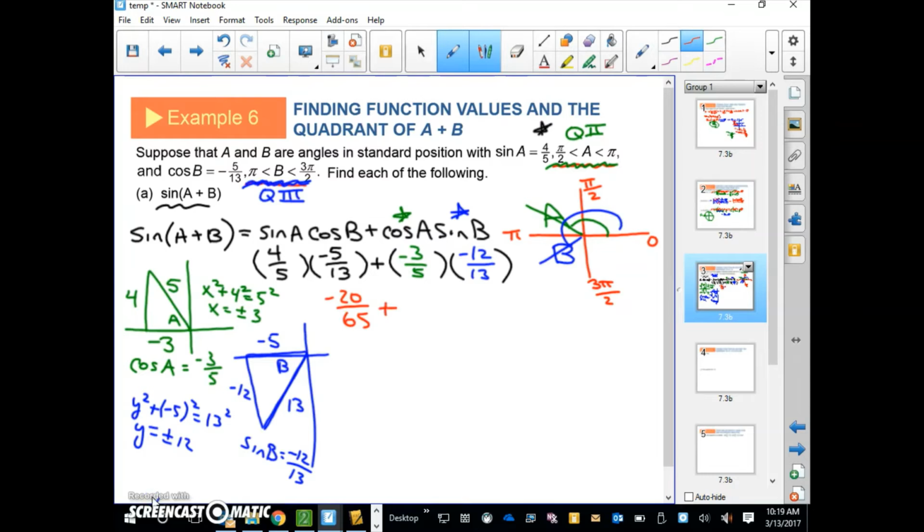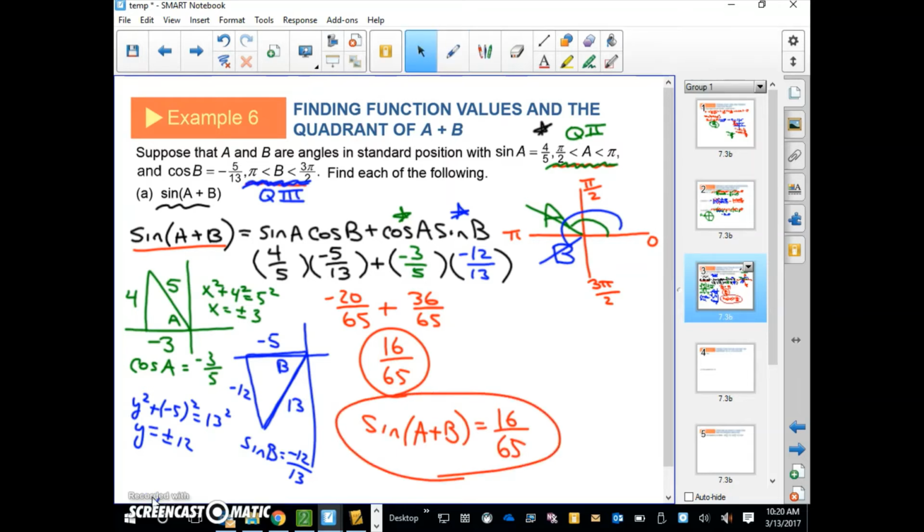And negative 3/5 times negative 12/13, so it's positive 36/65. You're going to add negative 20/65 plus 36/65, you get 16/65. So remember what we're trying to find, sine of A plus B. Sine of A plus B equals 16/65.